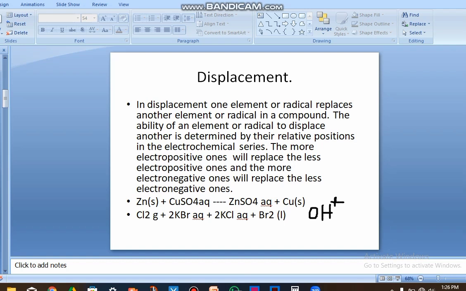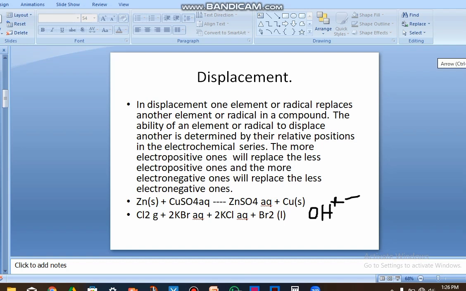You can see any charge, positive or negative, on top of a radical. So these are called radicals. You will see two elements, then a charge on top, either positive or negative. So meaning that in displacement, one element or a radical can replace another. So let's look at something.